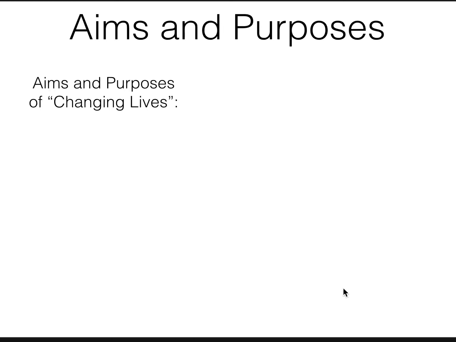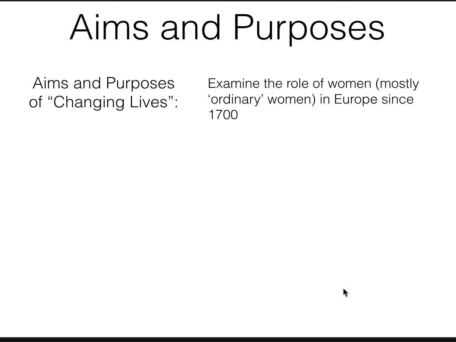In terms of the aims and purposes of this book, Changing Lives, what can we say about it? Well, it's obviously an attempt to examine the role of women in European history, but I think it's also important to point out here that the focus is not necessarily on the elite women, the royals and the people who made up the higher society. Bonnie Smith is particularly interested in trying to figure out how ordinary women experienced big issues in European history since 1700. So that's an important part of it.